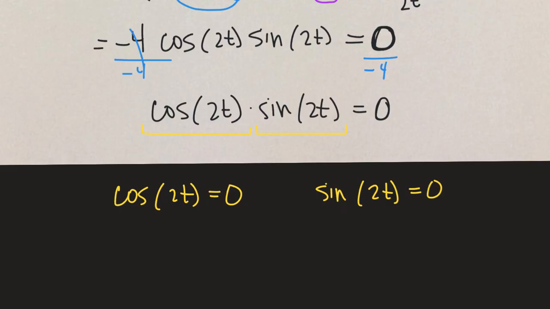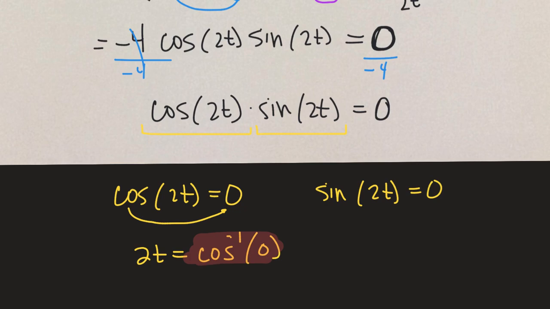Okay, so let's solve. First, we take the inverse trig. Right, so 2t equals the inverse cosine of 0. Okay, so that's our first thing, is to move the trig. So this is asking us, what is the angle where cosine is 0? Right, what is the angle where cosine is 0? The first one is pi over 2 at 90 degrees. And the second one is 3 pi over 2, or 270 degrees.